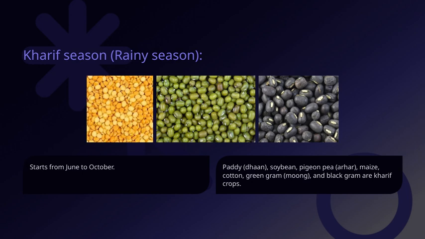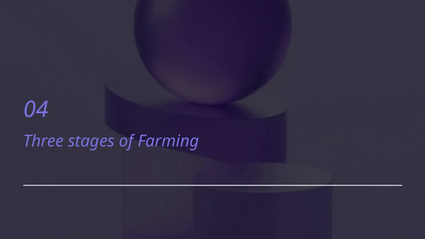Let's take a closer look at the 3 stages of farming. First, we have the planning and preparation stage, where farmers decide what to plant, prepare the soil, and gather necessary resources. This stage is crucial because it sets the foundation for a successful crop or livestock cycle. Next comes the active cultivation and nurturing phase, where planting, watering, fertilizing, and caring for the plants or animals happen. This is where the daily effort really makes a difference in the health and yield of the farm.